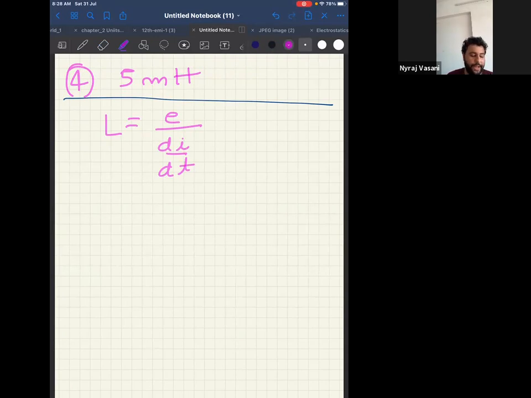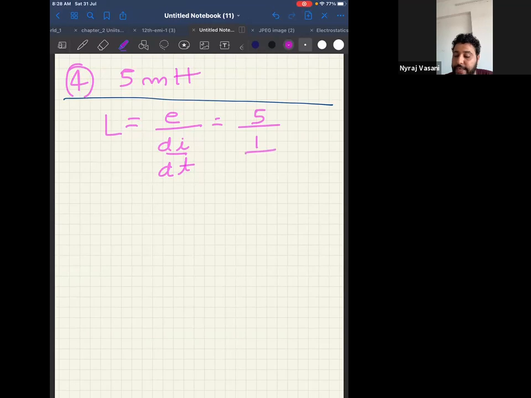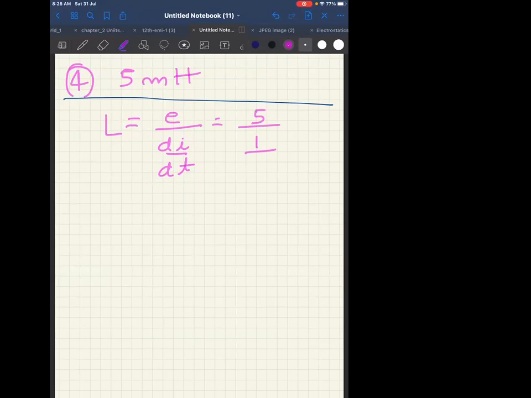Now, an EMF of 5 volt is produced when the current changes at a steady rate from 3 ampere to 2 ampere. When current changes from 3 ampere to 2 ampere, the total change in current is only 1 ampere. Correct. Can I say the total change in current is 1 ampere in 1 millisecond? How much is 1 millisecond? 10 power minus 3.